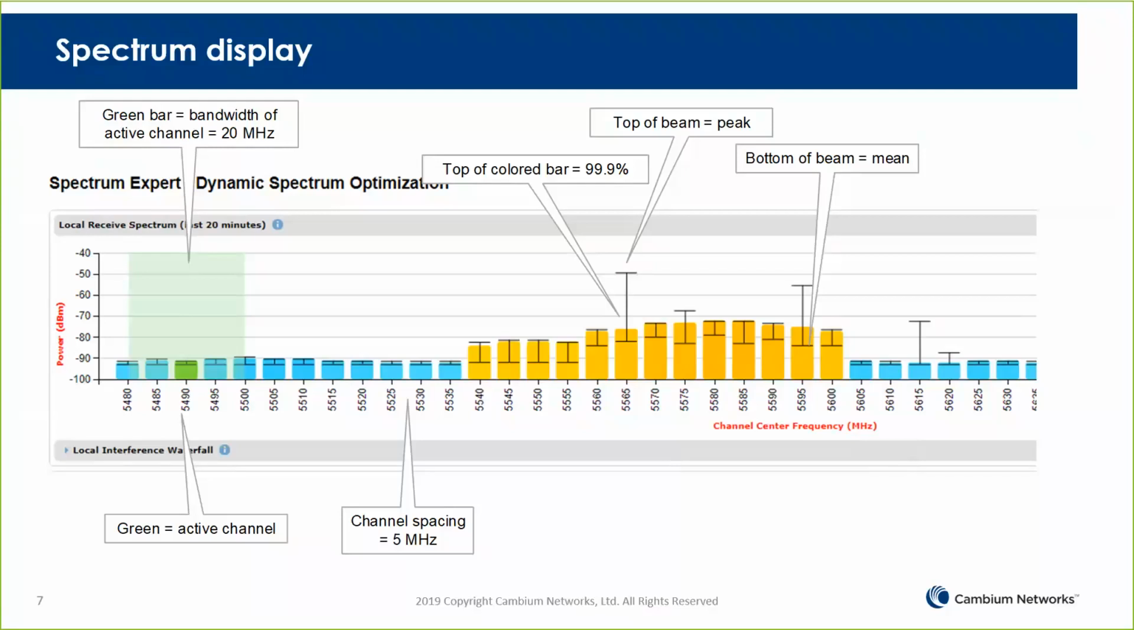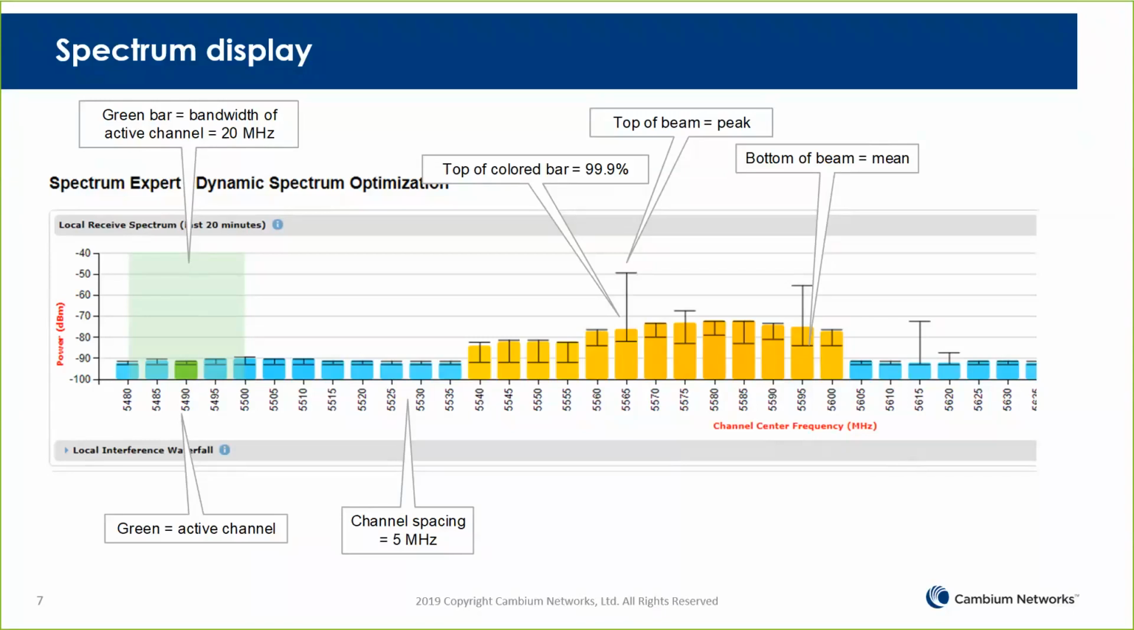So we display in these sort of vertical bars, and it's quite interesting to look at the vertical bars. The top of the colored rectangle represents the 99.9% measurement that I was talking about in the previous slide. The vast majority of samples fall within the colored rectangle for each channel, and then superimposed on that there's an eye-shaped beam. The top of that beam represents the peak, the single biggest sample, and the bottom of that beam represents the average for the channel.